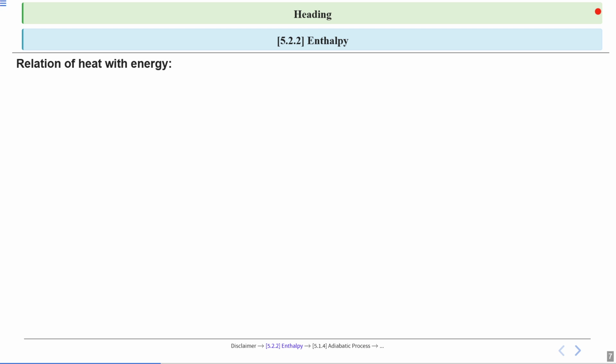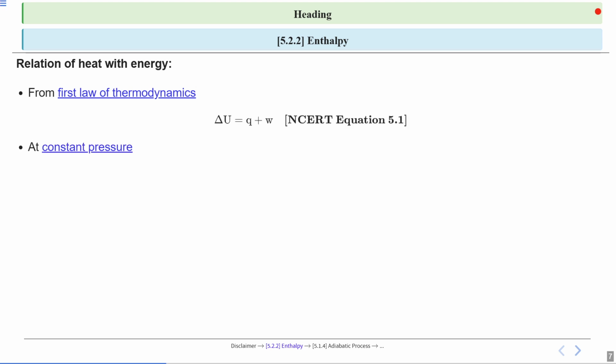Now, what is the relation of heat with energy? How do we relate both of them? We know that from the first law of thermodynamics, delta U is equals to Q plus W. Okay. Now what will happen at constant pressure?